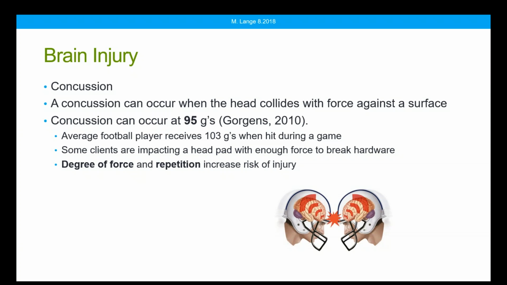And that was 95 Gs of force. The studies have shown that an average football player receives 103 Gs when hit during a game. That exceeds 95, and that means that this client can actually get a concussion during these hits. And so obviously there's been a lot of design going into these football helmets to try to diffuse some of those forces. Now, this isn't the same as dynamic seating, but again, dynamic seating, a lot of what we're doing is diffusing forces.